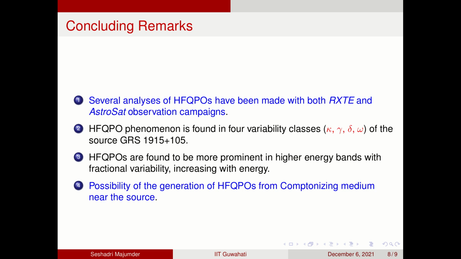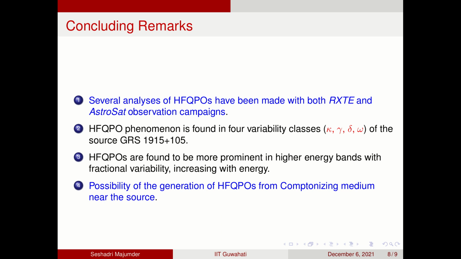So several analyses have been done on high frequency QPOs from RXTE and AstroSat observations, and in this work we only find the QPOs in these four classes, which remain softer than the other classes that we included in our analysis. So that may be the possible reason that we could identify the QPOs in these four classes only. Also, we identify that there exists a particular energy range, that is 6 to 25 keV, in which the QPO is more prominent and the RMS is more, that is the strength of the QPO is more, and beyond which the QPO is absent.